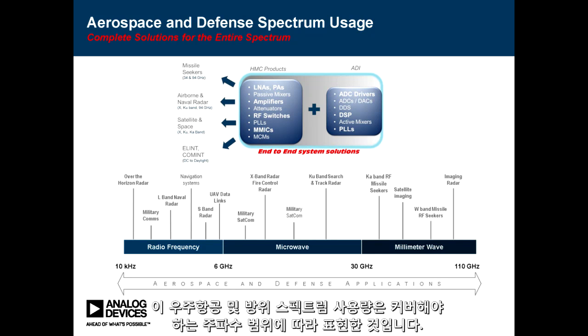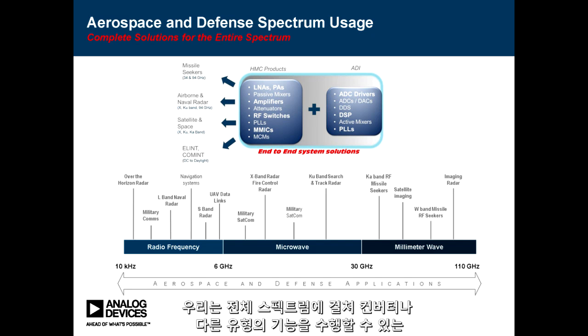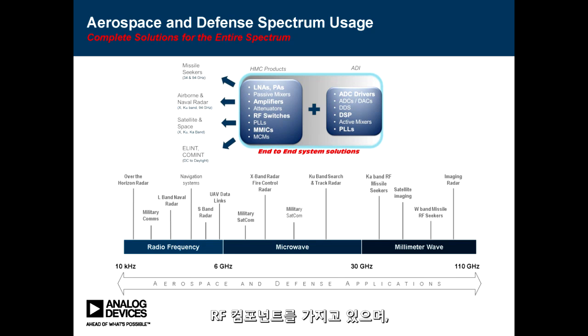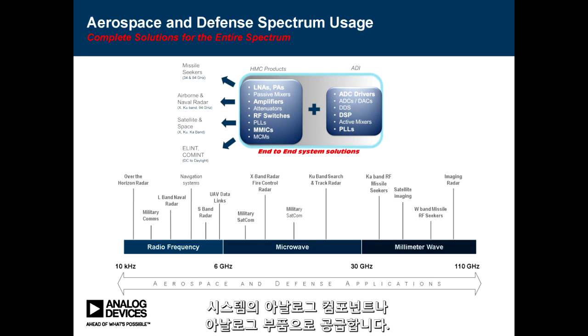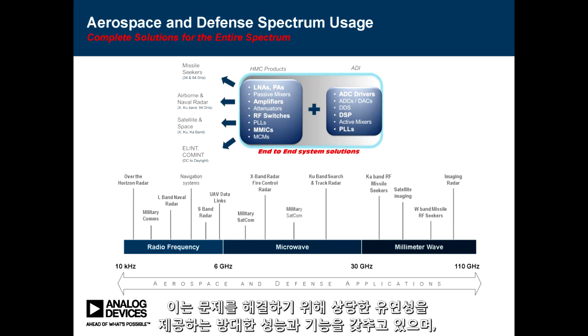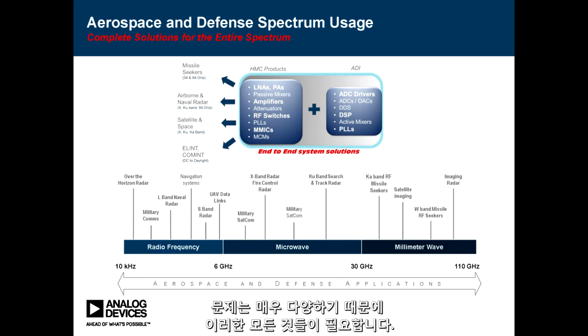So this aerospace and defense spectrum usage is shown here just as an idea of the range of frequencies that you need to cover. So we have RF components that allow us to do converters and other types of functions over the entire spectrum, and we feed those into the analog components or the analog parts of the system. So it's a pretty broad capability, and the functions that we have available give us a lot of flexibility to address problems, and those problems can vary widely, so we really need all these things.